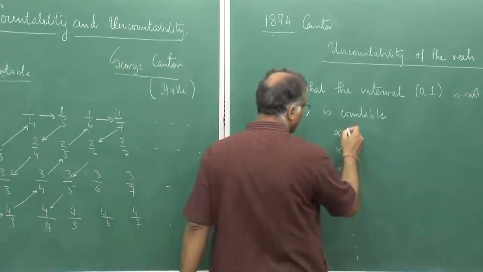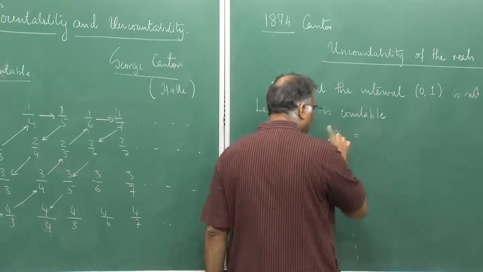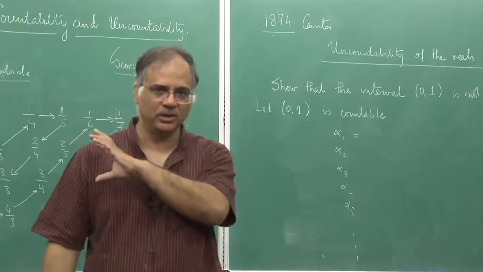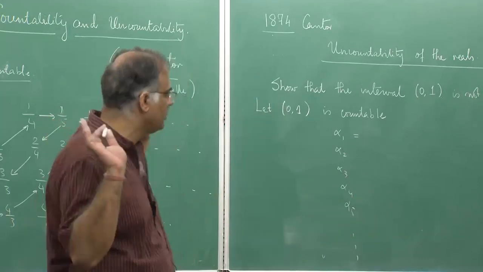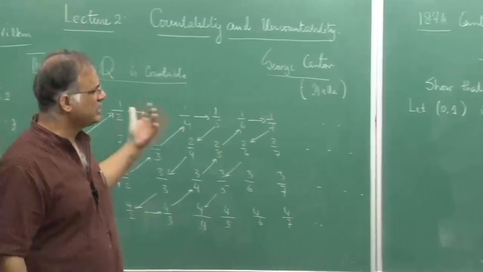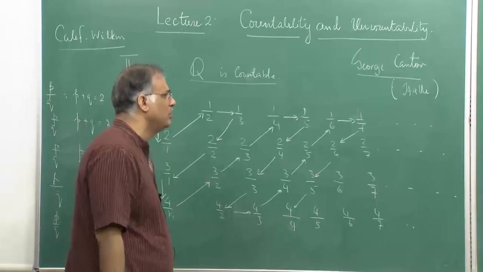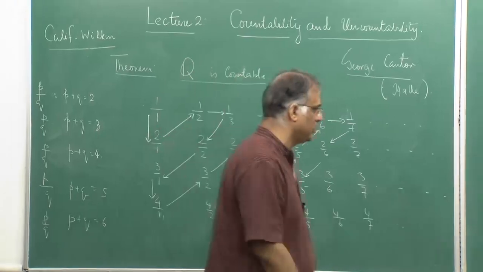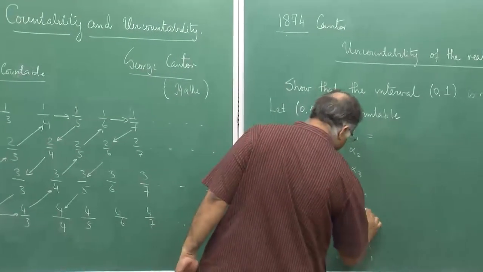And now these are all numbers between 0 and 1. So the decimal expression would be 0 point something. That we have learned about the decimal expression, and that's also a very basic school thing which you get used to. Sometimes you have to get used to things in mathematics, not thinking too much about it.